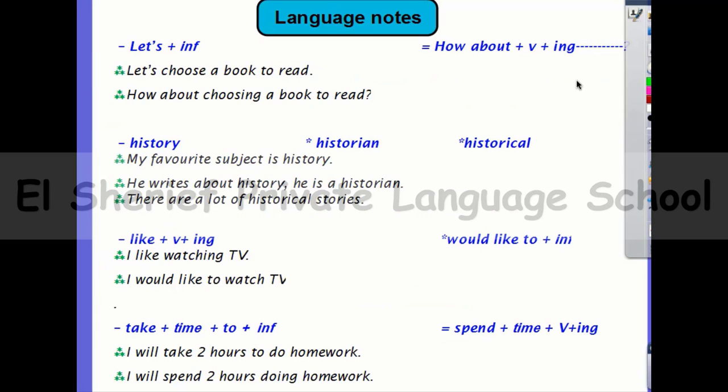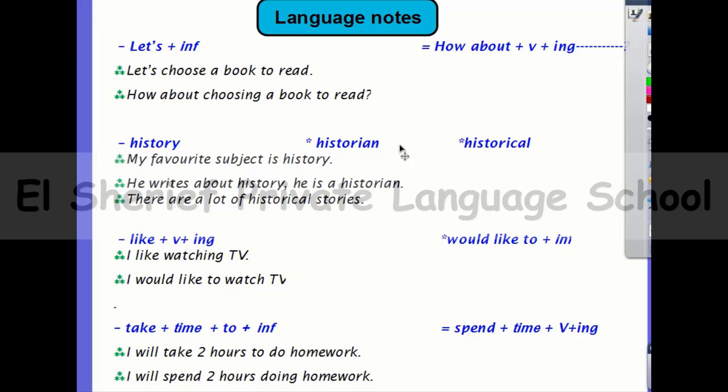Now let's turn to the language notes for this unit. Number 1. How to make suggestion. We can use let's plus the infinitive or how about plus verb ing. For example, let's choose a book to read. Or how about choosing a book to read.